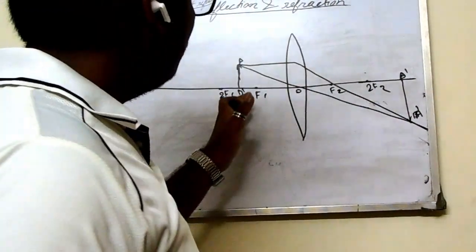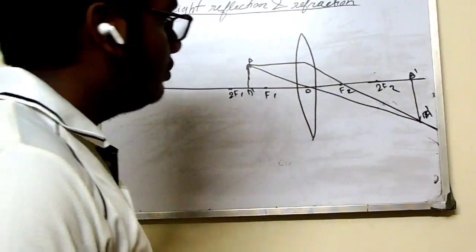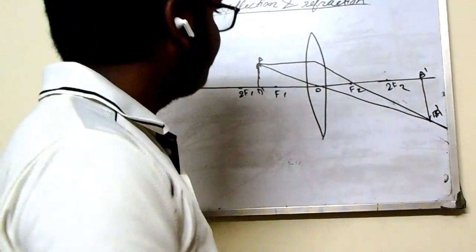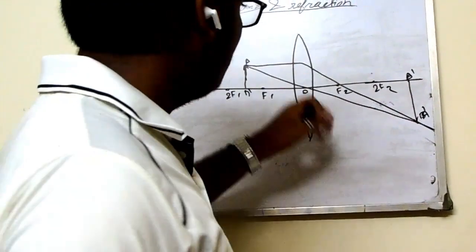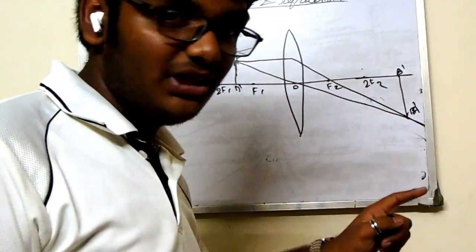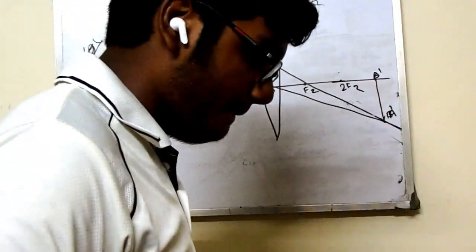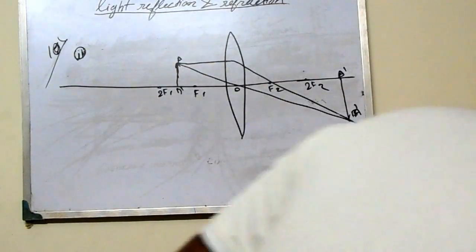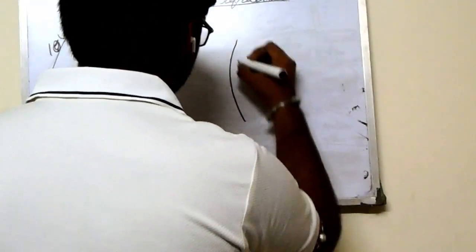Okay, so position of the object is between 2F1 and F1, position of the image beyond 2F2, nature of this image virtual and erect, and the size of the image is enlarged. It is greater than this one. Okay, the things are same, but actually we have to apply our common sense. Okay, nothing is impossible.